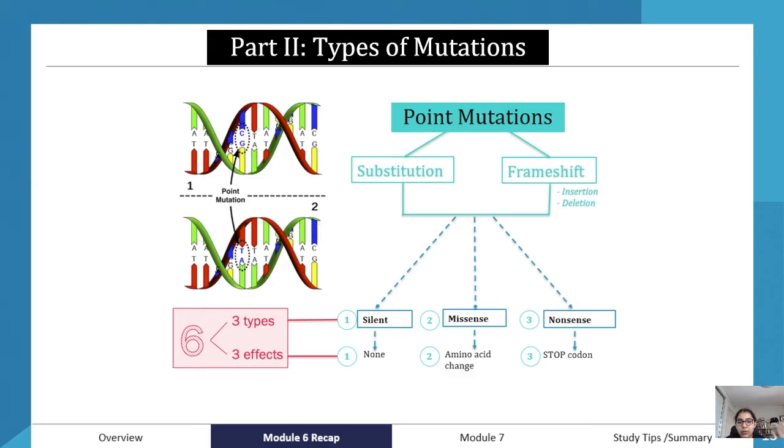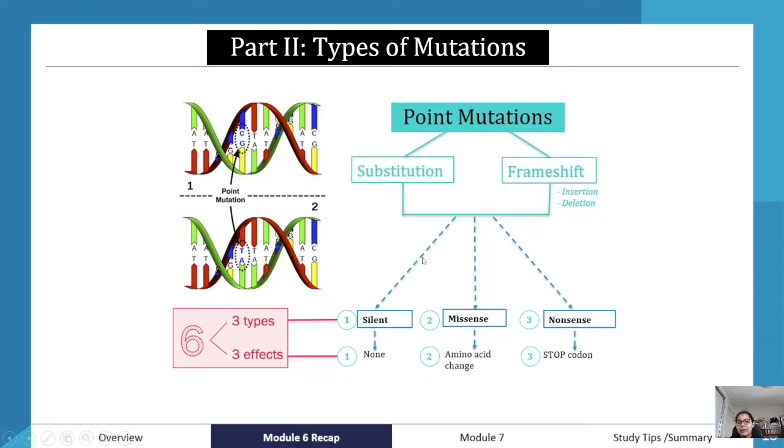So we've got point mutations. Point mutations are a type of mutation that happen as a result of damage to DNA, and there are two distinct categories for them. The first one is substitution, so they can be substitution mutations or they can be frameshift mutations. With frameshift mutations, there are two specific types. There is insertion or deletion. So we've basically got the three types of mutations that happen as a result of these and the three effects.